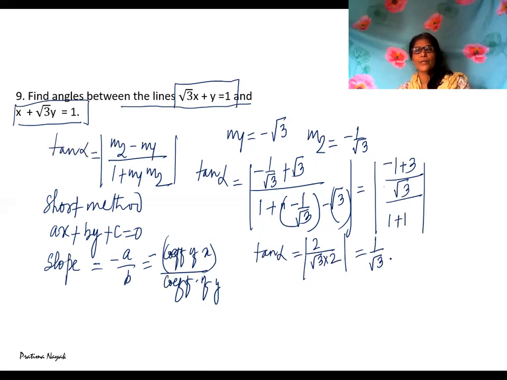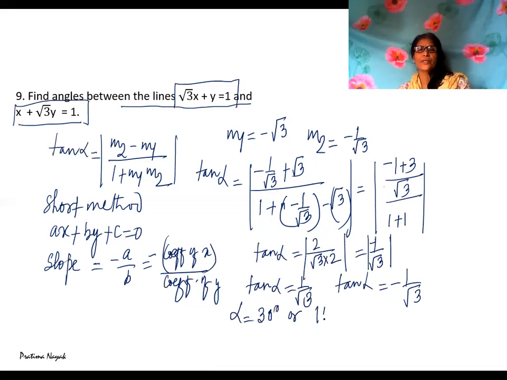When modulus 1 by √3 I am taking, I will take tan alpha is equal to either 1 by √3, or we cannot ignore that it can be minus 1 by √3. So the angle between them is either alpha will be 30 degrees or it will be 150 degrees.